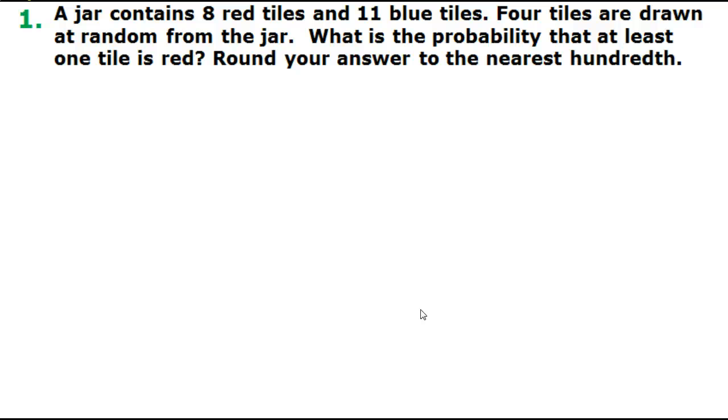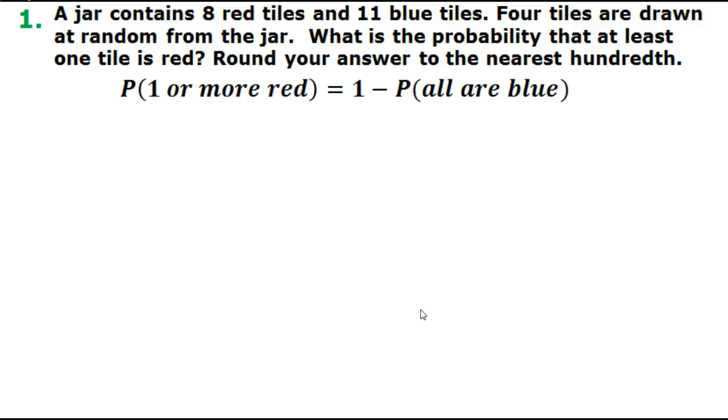So again, basically the probability that 1 or more is red is the inverse of none of the tiles being red, or in other words, all the tiles being blue. So what we can do is figure out the probability that all the tiles are blue, then subtract that from 1, and that will give us our answer here. So let's work on that a little bit.